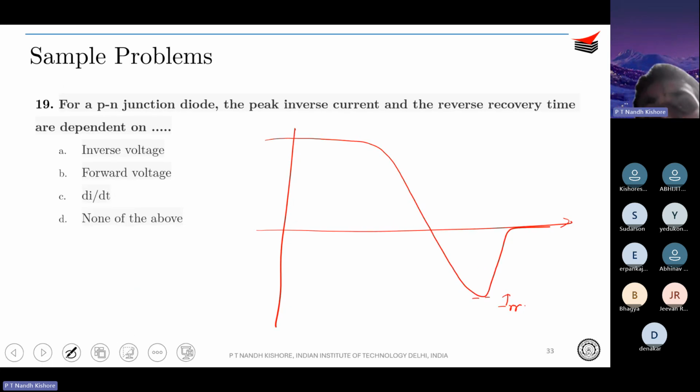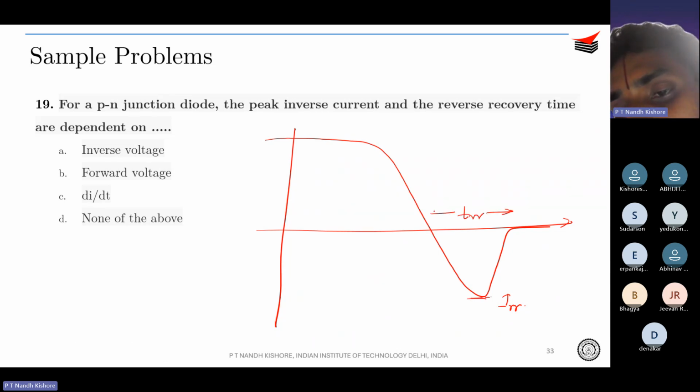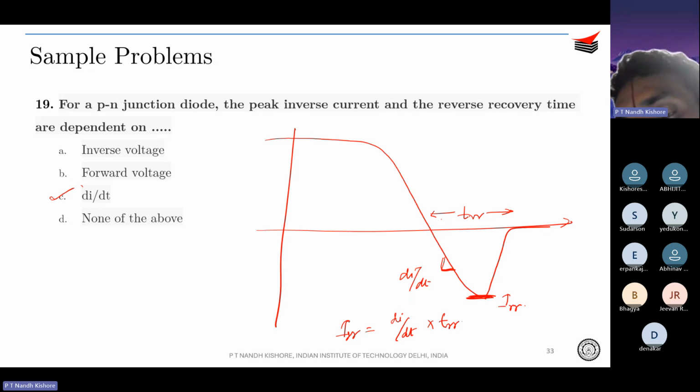Okay. So this is your IRR. So this current and this PRR, what should they be dependent on? They will be dependent on the di by dt over here. Because you know that IRR is essentially di by dt times PRR. So this is the equation, and of course you know that the stored charge QRR is IRR times PRR, something like this, right?